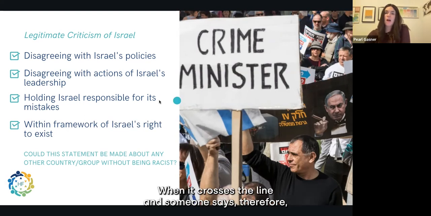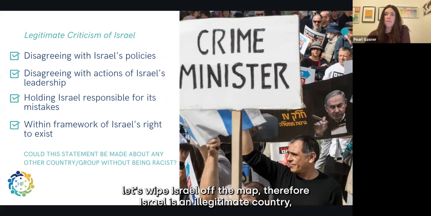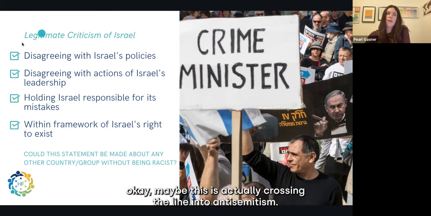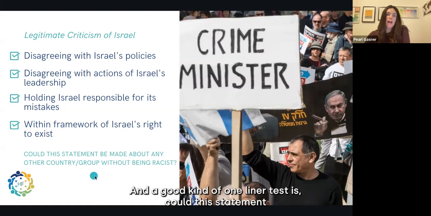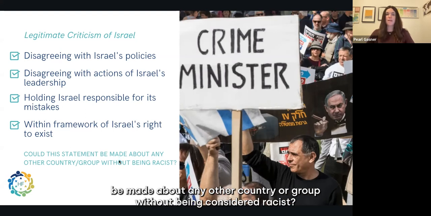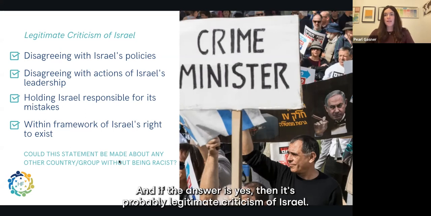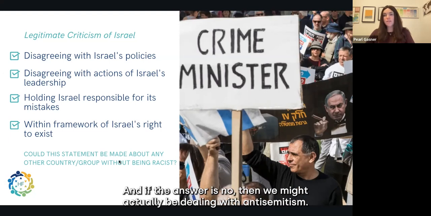When it crosses the line and someone says, therefore, let's wipe Israel off the map, therefore Israel's an illegitimate country, that's when we start to really think, okay, maybe this is actually crossing the line into anti-Semitism. And a good one-liner test is, could this statement be made about any other country or group without being considered racist? And if the answer is yes, then it's probably legitimate criticism of Israel. And if the answer is no, then we might actually be dealing with anti-Semitism.